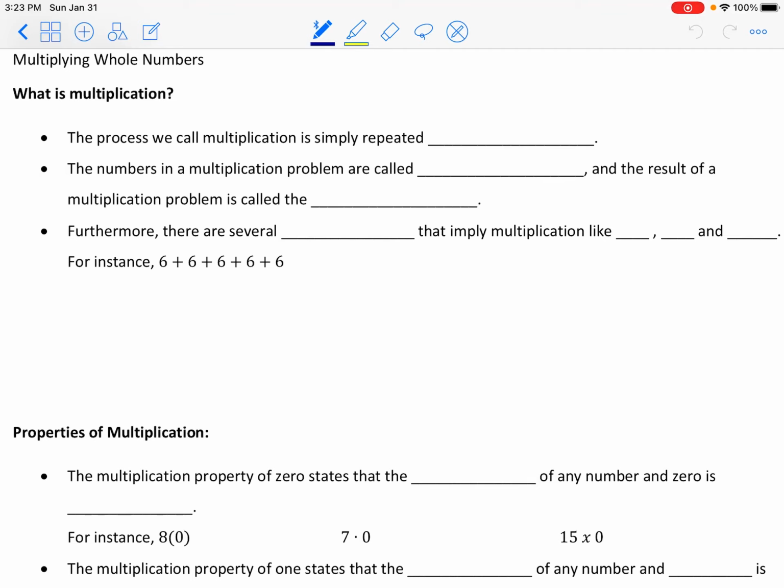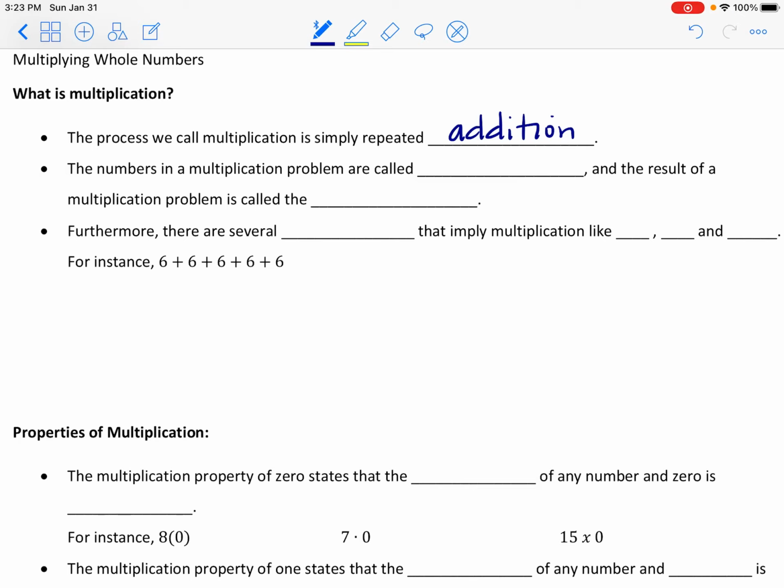So basically, what is multiplication? It's sort of a shortcut for addition. The process that we call multiplication is really just repeated addition, okay? Instead of adding something over and over again, we shortcut with this multiplication process.